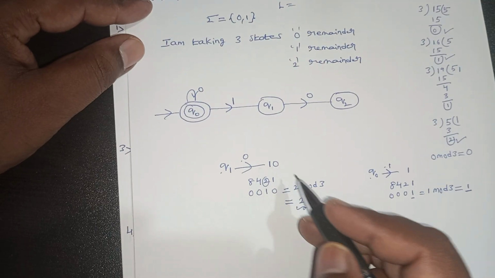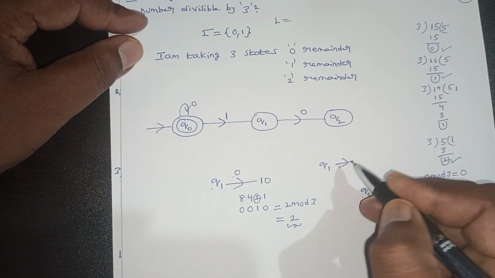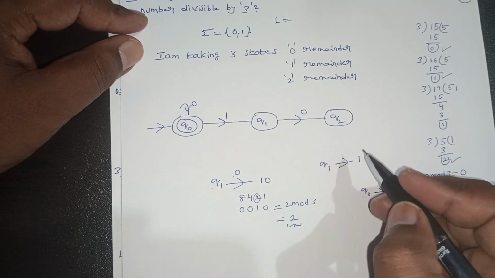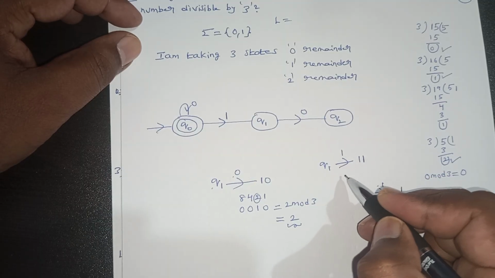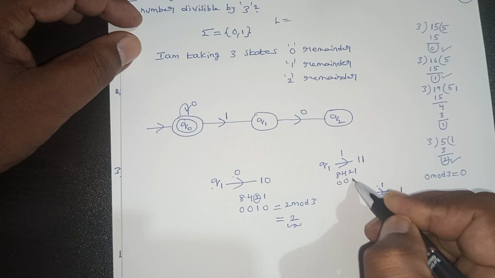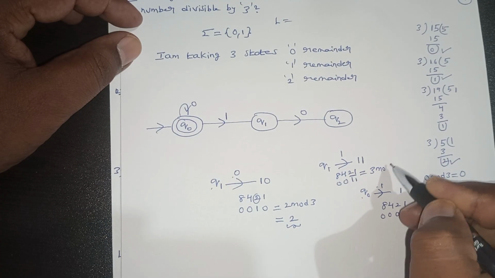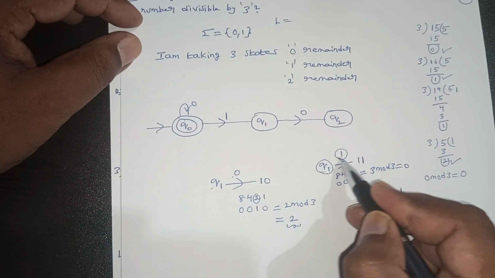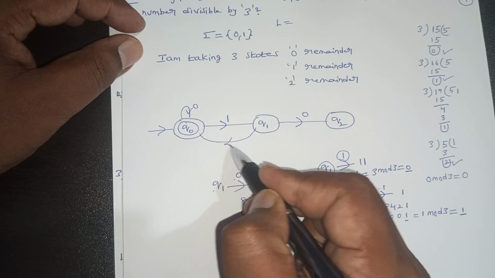Now what about Q1 on 1? First of all, how do I reach Q1? Take path 1. So what do I have to see now? I have to see the 1. You write 1 here. Apply the code 8 4 2 1: 0 0 1 1. What is 2 plus 1? 3, which is 3 mod 3, remainder equal to 0. It means Q1 on 1, I am going to Q0.